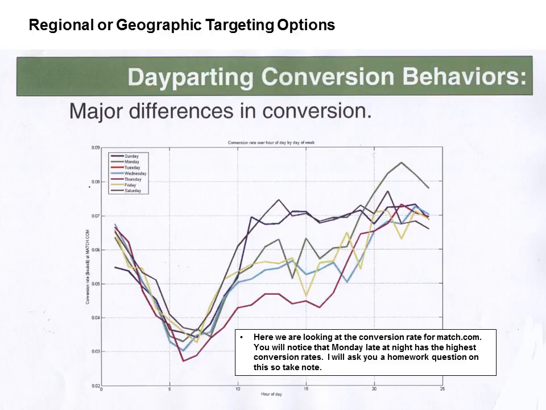I'm going to ask you to think about it a little bit. Match.com, Monday night, highest conversion rate. Does that make sense to you? Kind of interesting, think it through.